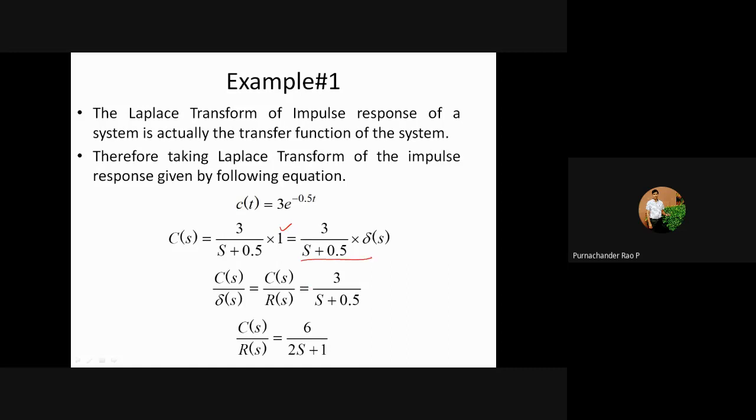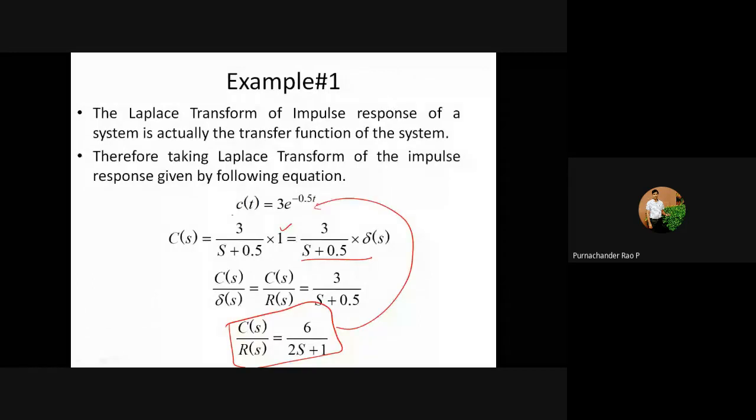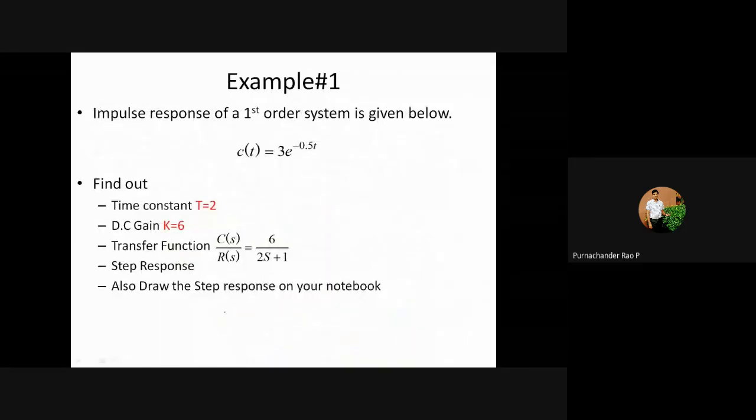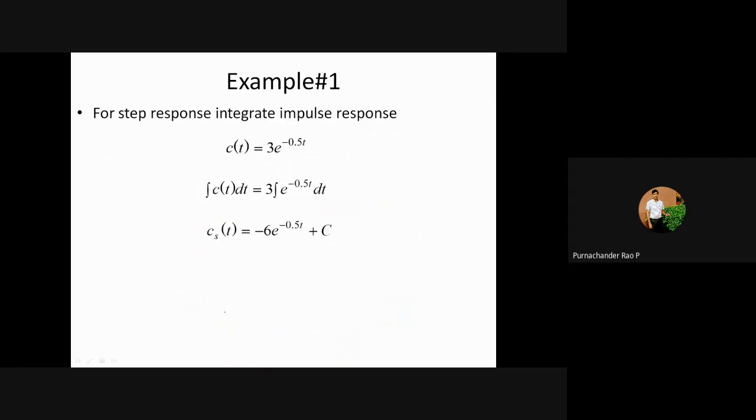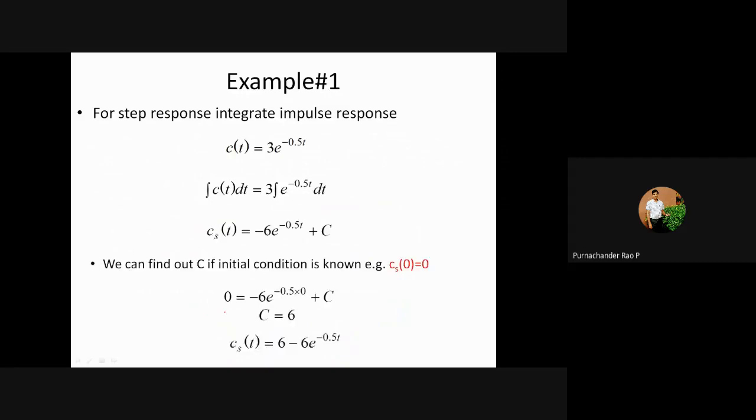Then if you separate R of s, you are going to get the transfer function of the system in a reverse way. So if the transfer function is given, you can write the response. If the response is given, you can find out the transfer function. So like that, you need to take up some problems here. I'm not going into detail about these problems.